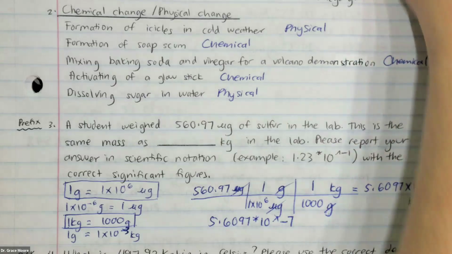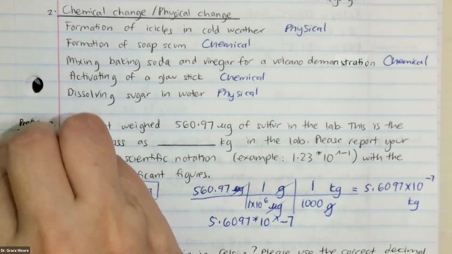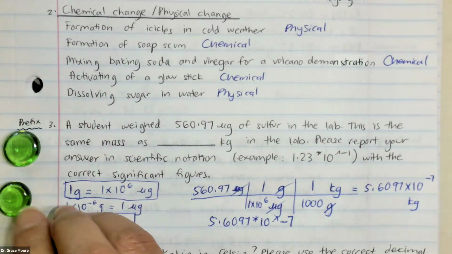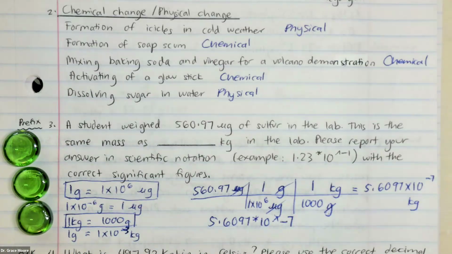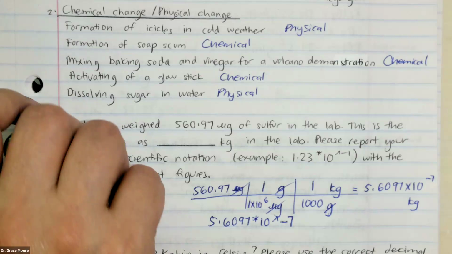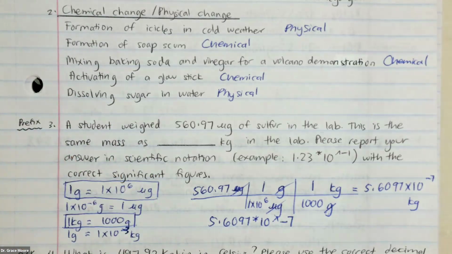So I'm going to show you these items here. There's 3 green marbles. So that's going to be one of your Easter eggs to look for. 3 green marbles. All right, let's go to the next question.